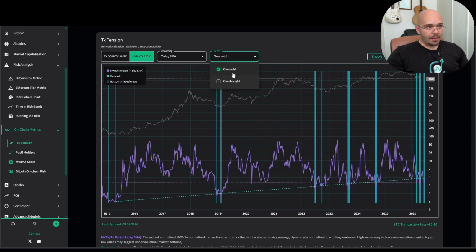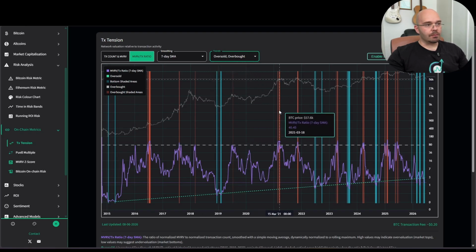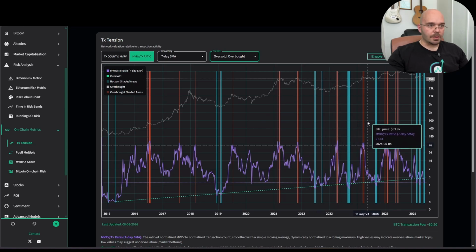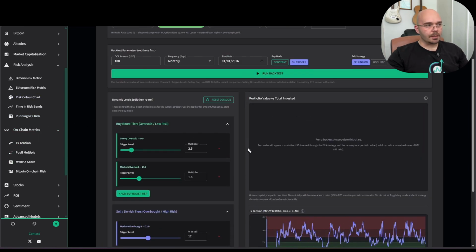And then if you highlight the overbought and oversold areas, you can see clear signals, like the 2021 double top. It even flashed that, and then intracycle tops, and then the sell points here. But it's another way of trying to figure out a strategy. So back to the DCA simulator.